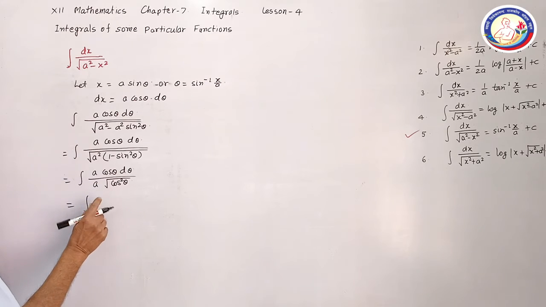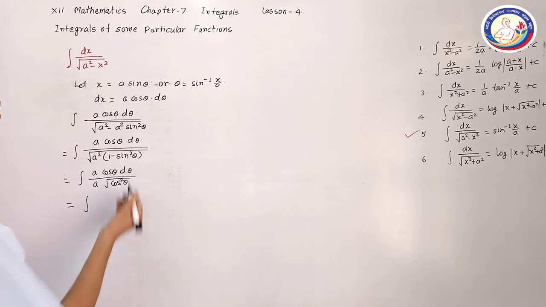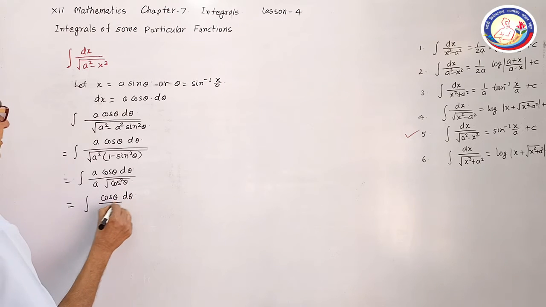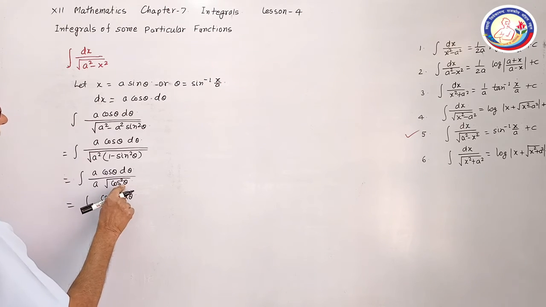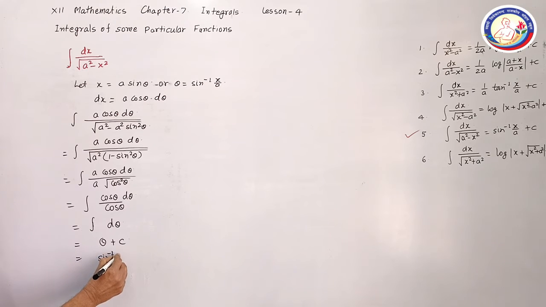A cancels A because A by A is 1. So cos theta d theta divided by cos theta, since the square root of cos square theta is cos theta. This is integration of 1 d theta. Integrate it, it will be theta plus c. And what is theta here? Put the value of theta again. It will be sine inverse x by a plus c.